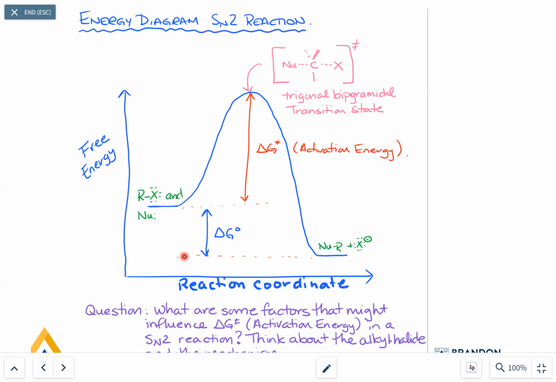And so I got a question here at the bottom. What are some of the factors that might influence the activation energy in a substitution reaction?